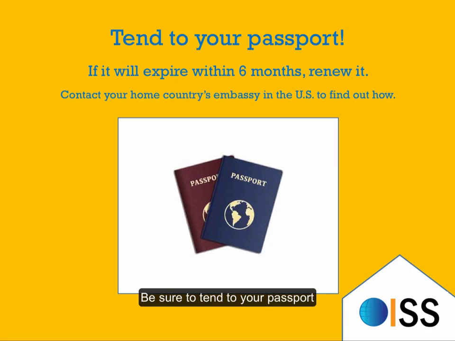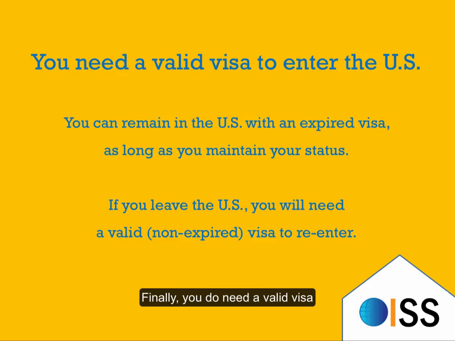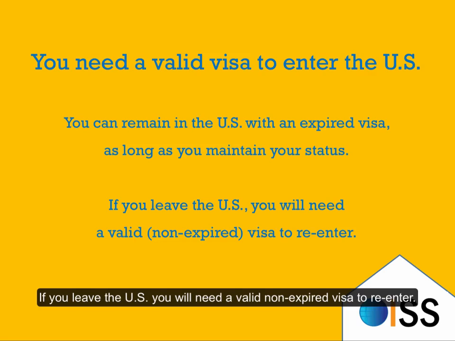Be sure to tend to your passport. If, during your time at UCSB, your passport will expire within 6 months, renew it. Contact your home country's embassy in the U.S. to find out how. Finally, you do need a valid visa to enter the U.S., but you can remain in the U.S. with an expired visa, as long as you maintain your status. If you leave the U.S., you will need a valid, non-expired visa to re-enter.